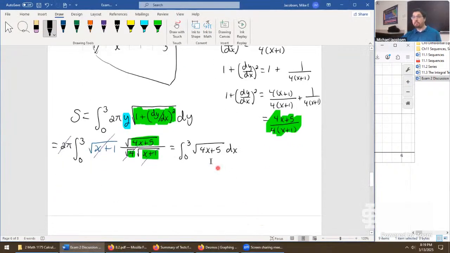This doesn't look like too bad of an integral. It's really up to you how you want to integrate this on an exam, but let me show you how I would integrate this. I'd go from 0 to 3, 4x plus 5 to the power 1/2.